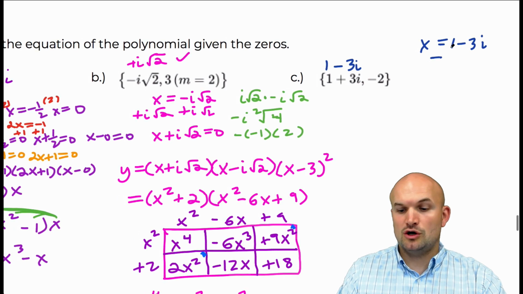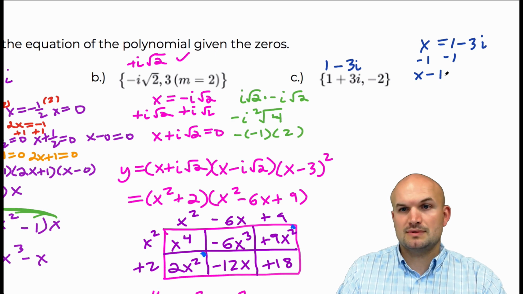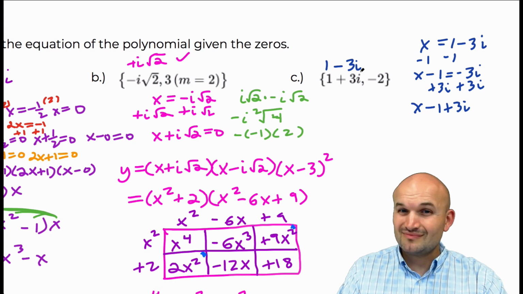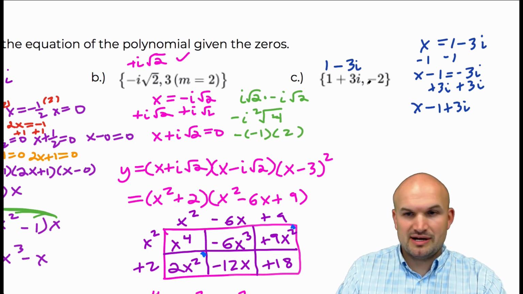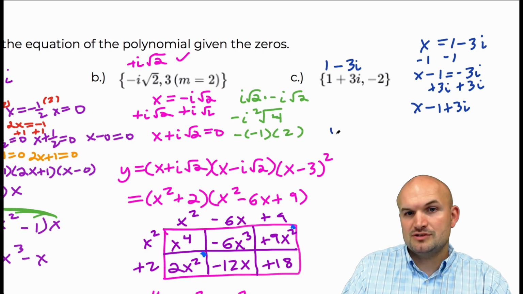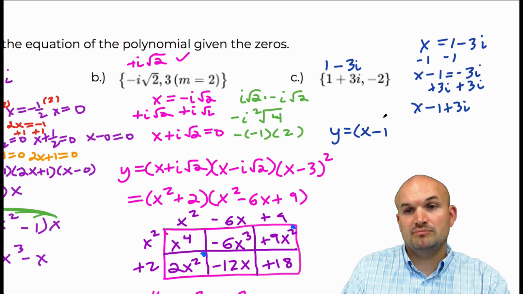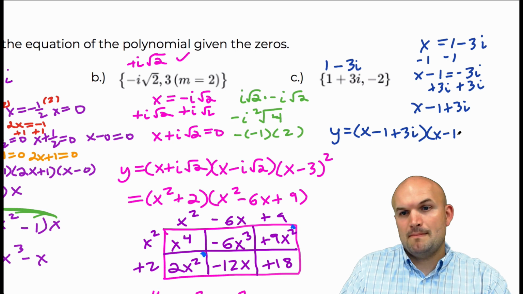And that means I can set it equal to 0 to get my factor. So that means one of my factors is x minus 1 plus 3i. Okay? And then again, if the other one was plus 3i, that means the other factor is going to be minus 3i. So my linear factorization is x minus 1, plus 3i, times x minus 1 minus 3i, and then x plus 2.